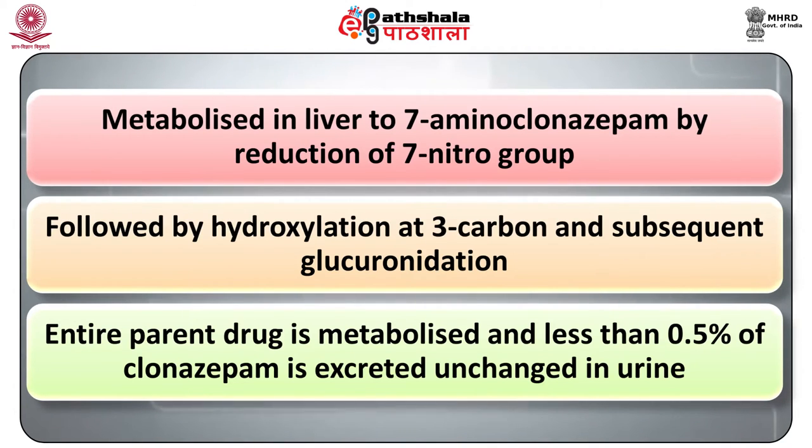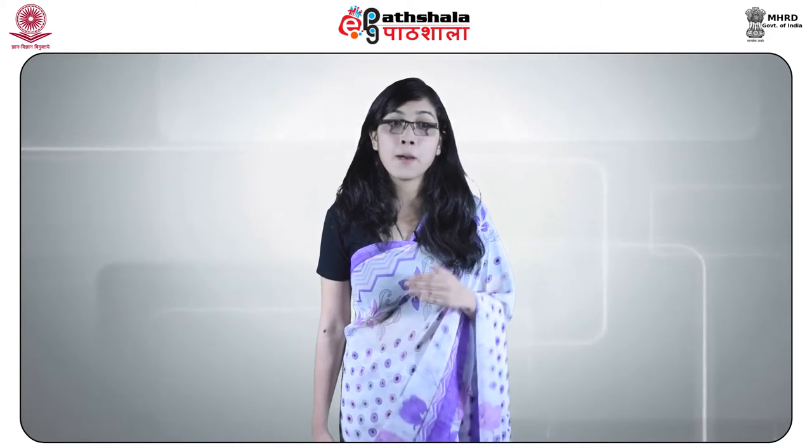This is followed by the hydroxylation at the 3-carbon and subsequent glucuronidation. Almost the entire parent drug is metabolized, and less than 0.5% of clonazepam is excreted unchanged in the urine. The elimination half-life from plasma is reported to be between 19 and 60 hours. The apparent volume of distribution ranges between 1.5 and 6.2 liters per kg.